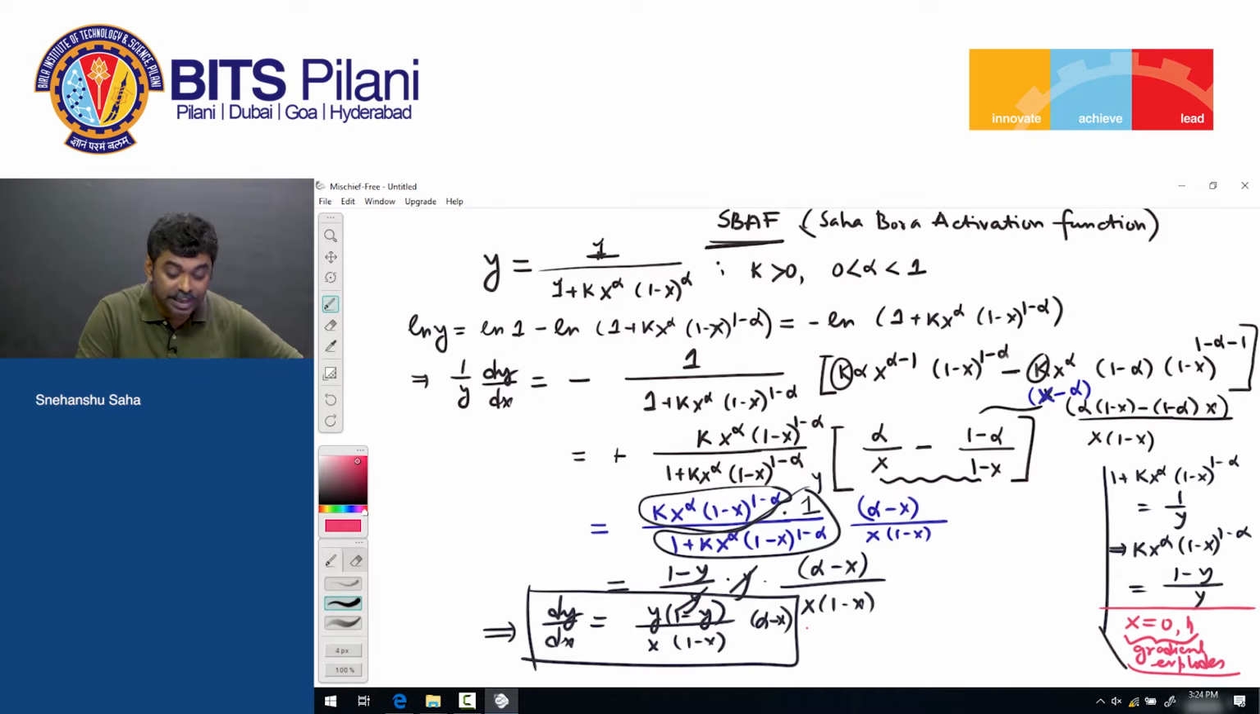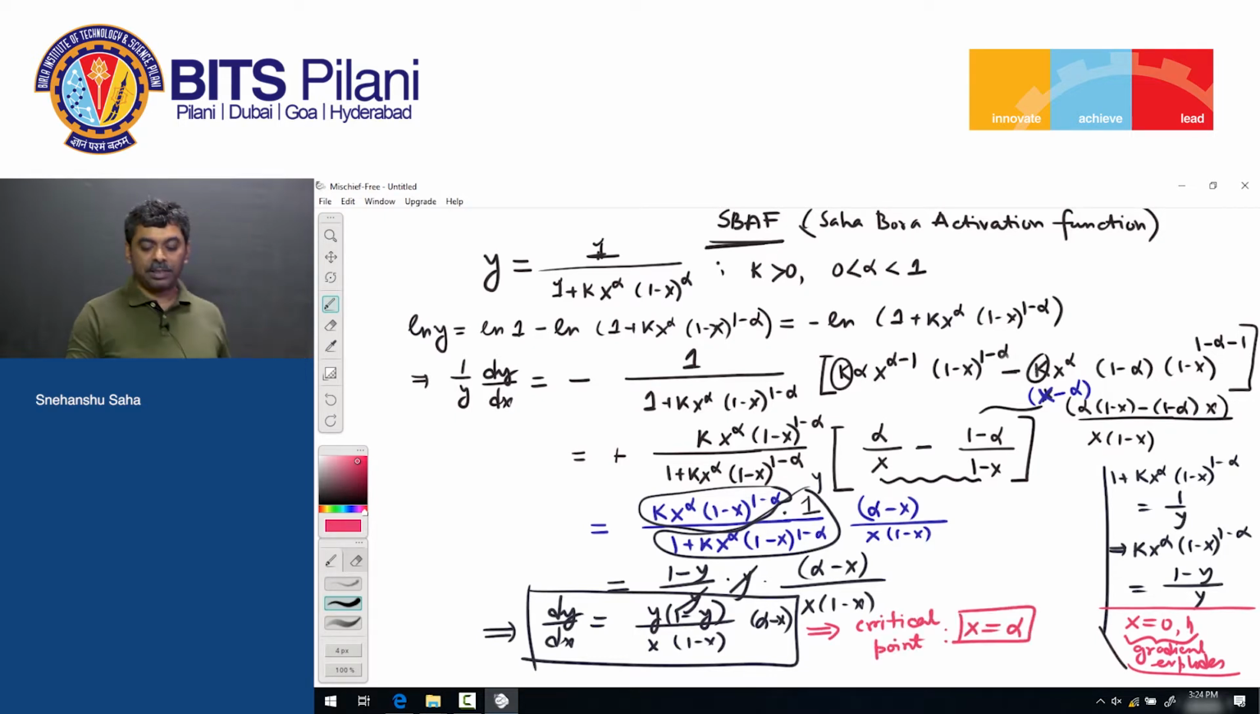But the nice thing is I have a critical point. Unlike the sigmoid activation function, the critical point is x equal to alpha, and that depends on the parameter alpha. Whichever parameter value I choose between 0 and 1, I could always have a critical point. Therefore, at least I can see whether the function is concave up or concave down, whether I could have a local minima or a global minima, and so on and so forth.